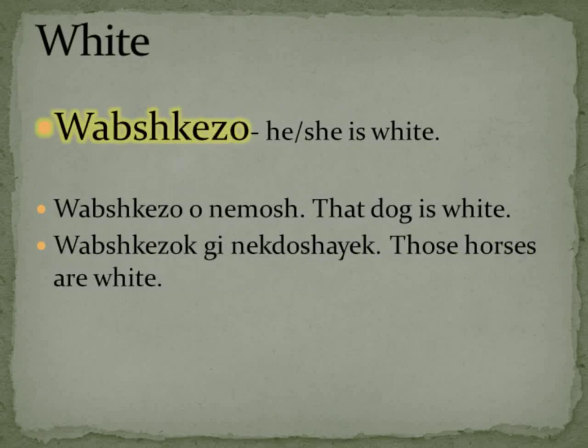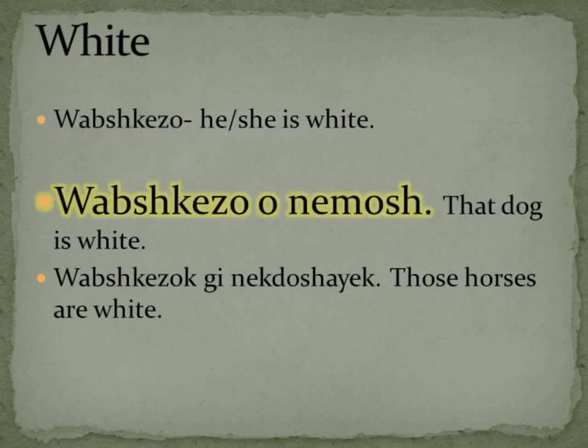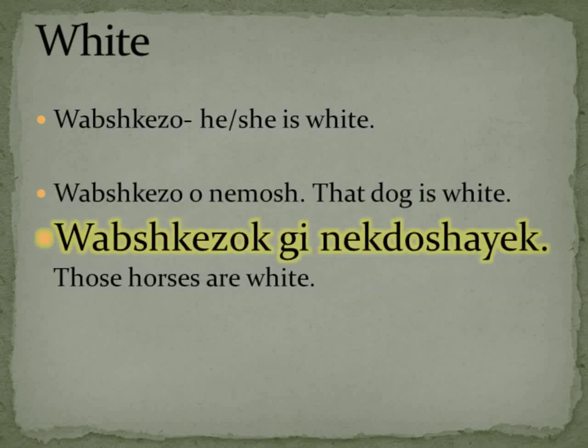Again, white. Wapshkazo, he or she is white. Wapshkazo onamosh, the dog is white. Wapshkazo ki nekto shayak, the horses are white.